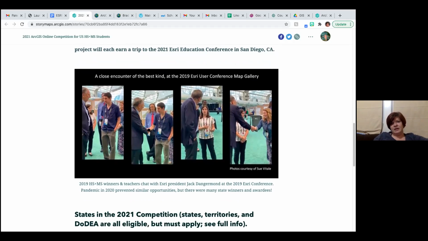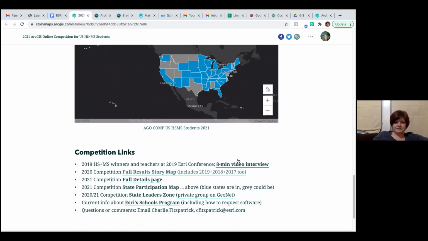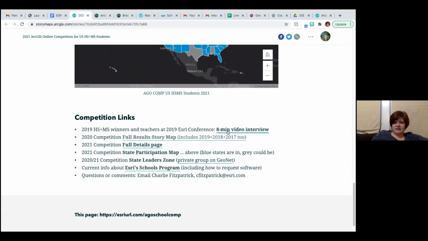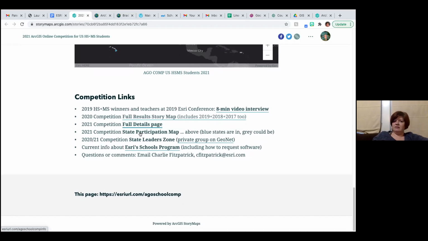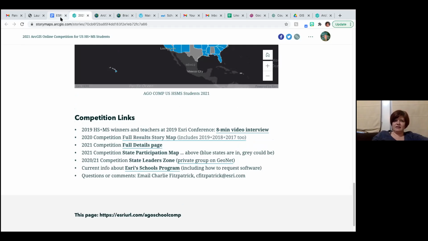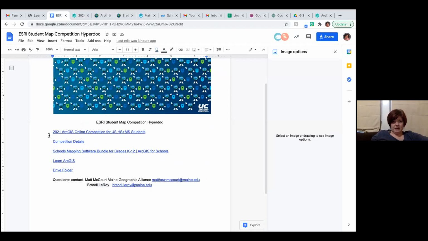These are past winners meeting with Jack Dangermond, who is the owner and CEO of ESRI, and an awesome guy. These are the states that so far have committed to the competition, and you can see that we are right there. This gives you some other information about the competition. You can check out the full details. There are rubrics that give you some ideas of what's expected. You can also check out what other schools have done in the past.